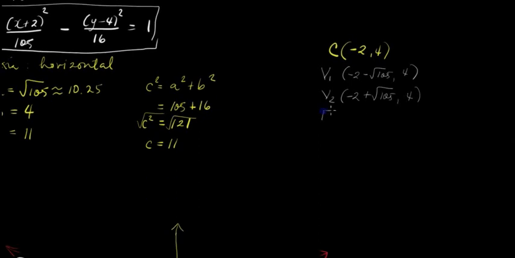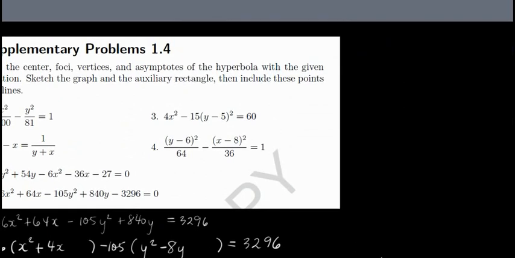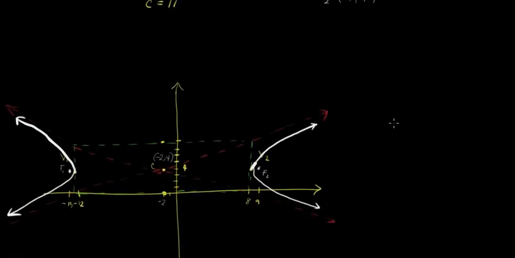How about the foci? Focus 1, focus 2, imbes na square root of 105, yung ima-minus natin at ipa-plus will have 11. So, you have negative 2 minus 11, so that's negative 13, 4. The other one is negative 2 plus 11, so that's 9, 4. And then, may nakalimutan ba ako? Center, foci, vertices, asymptotes. Equation of the asymptotes.